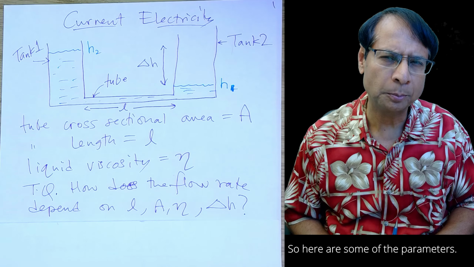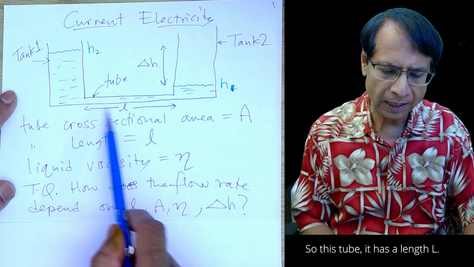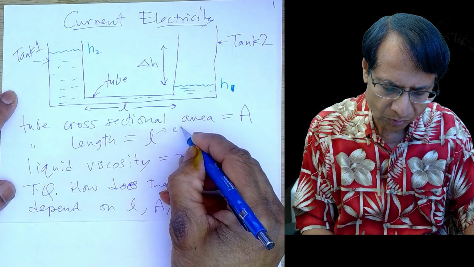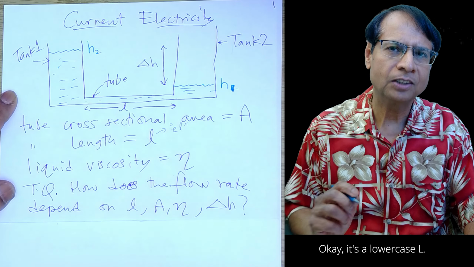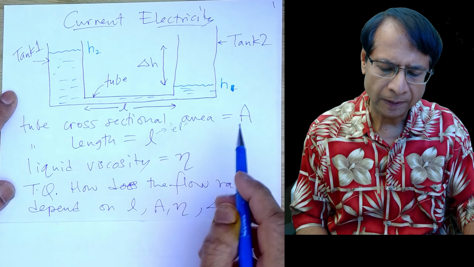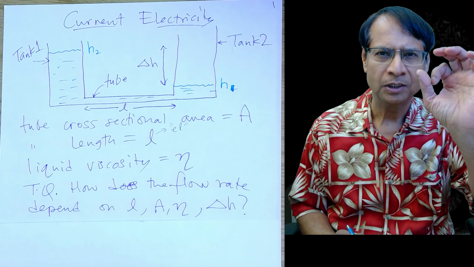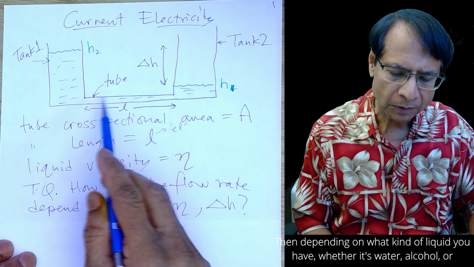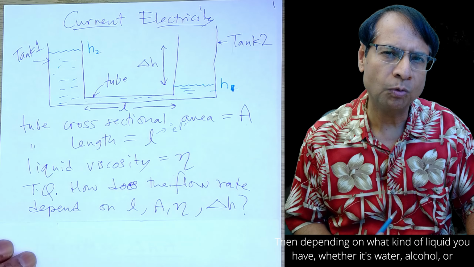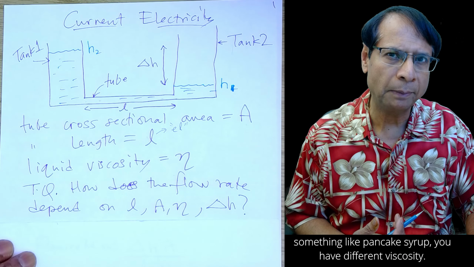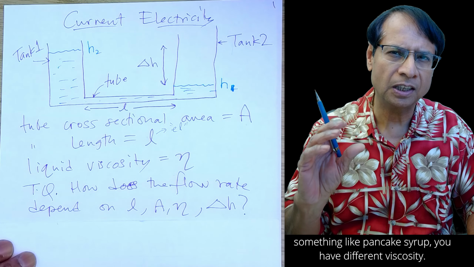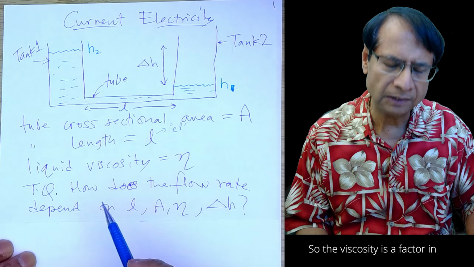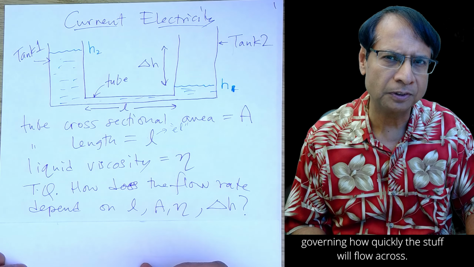So here are some of the parameters. This tube has a length L. By the way, this is an L, a lowercase l. It has a length L. It has a cross-sectional area A. So that governs how much space you have for the liquid to flow. Then, depending on what kind of liquid you have, whether it's water, alcohol, or something like pancake syrup, you have different viscosity. You have different thicknesses, stickiness of the liquid. So the viscosity is a factor in governing how quickly the stuff will flow across.